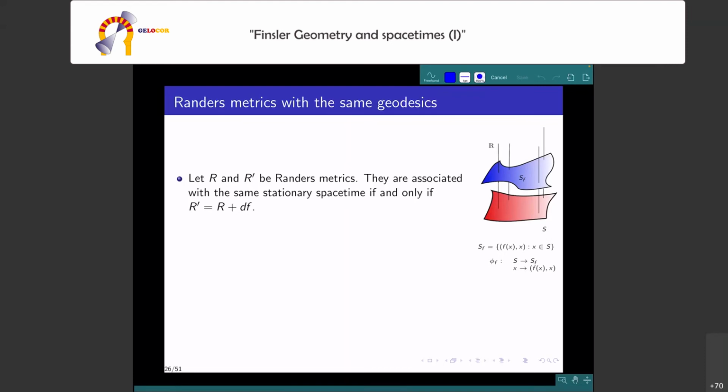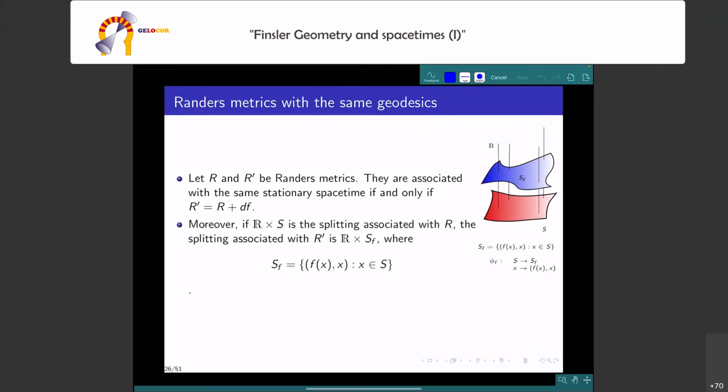to Randers metrics is that when you have a stationary spacetime, a standard stationary spacetime, you have a splitting. Okay, but you can change it. You can change the splitting. Okay, you can consider another splitting. Well, then it turns out that two Randers metrics are associated to the same splitting if and only if the difference is the differential of a function. Okay, and this function which gives the differential is basically the graph of one splitting using the other.